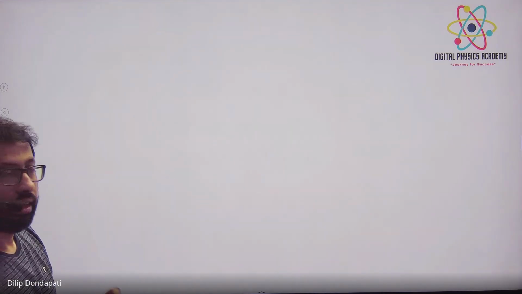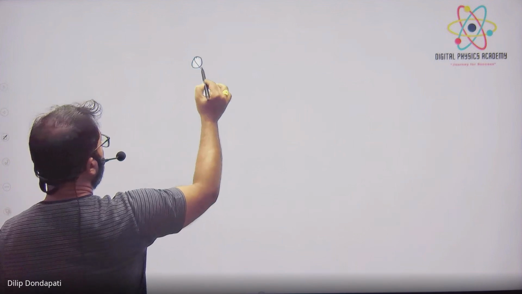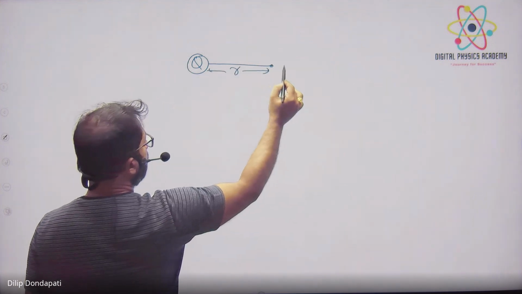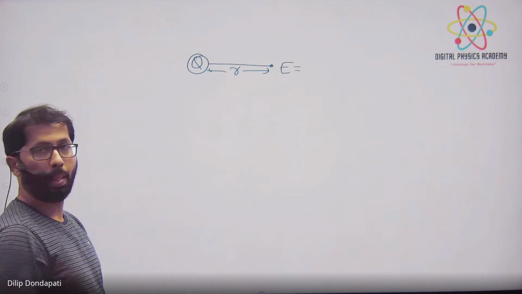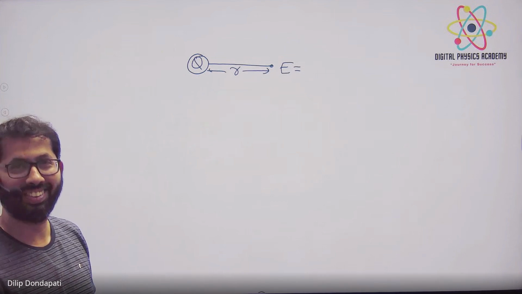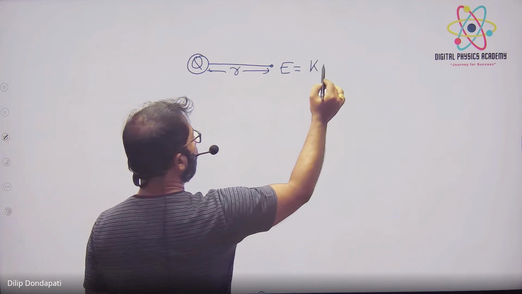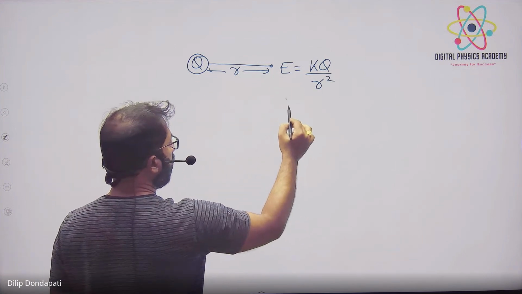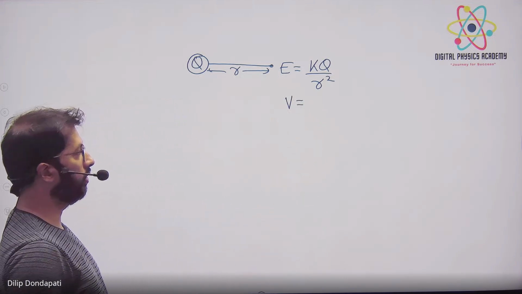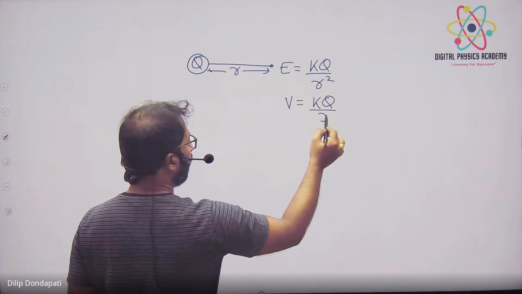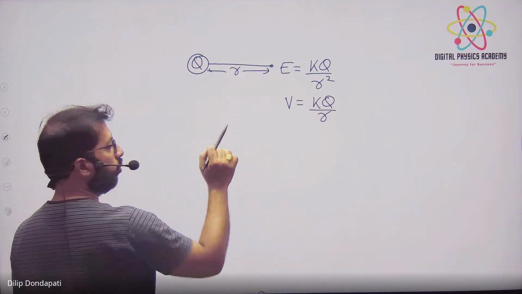Tell me, because of a point charge, at distance r, what is the electric field at this point? The electric field is KQ by r squared. Okay, and because of the same point charge, at distance r, how much is the potential? KQ by r. Yes, KQ by r. The symbol for potential energy is U.